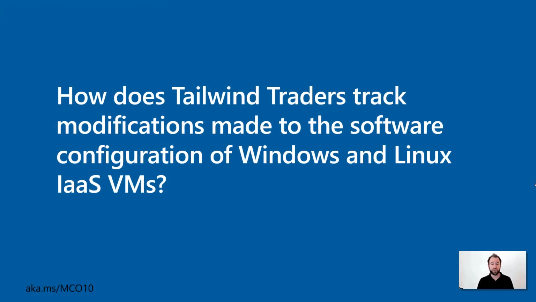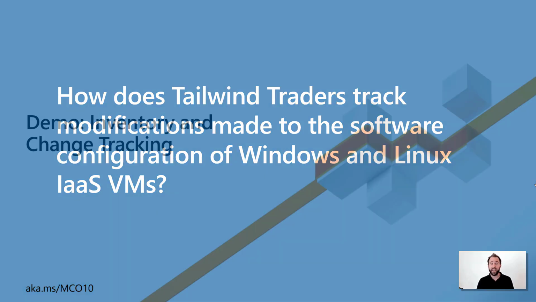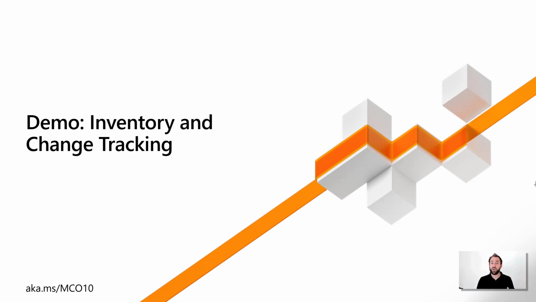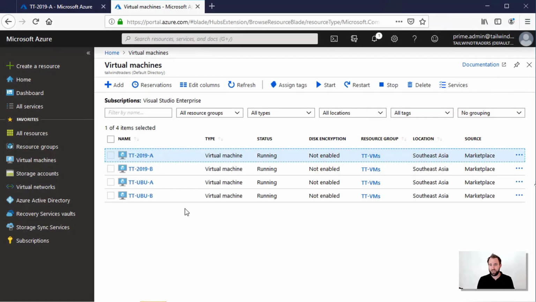So let's have a look at the last big challenge of Tailwind Traders we're going to talk about today. How does Tailwind Traders track modifications made to software configuration on Windows and on Linux IaaS VMs? For that, I want to introduce you to inventory and change tracking, which is built into Azure.